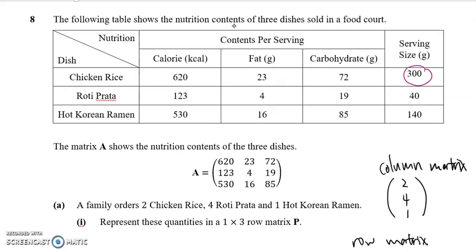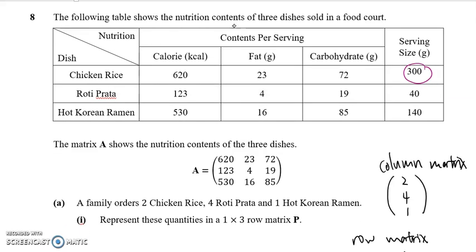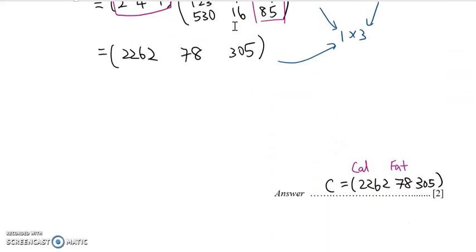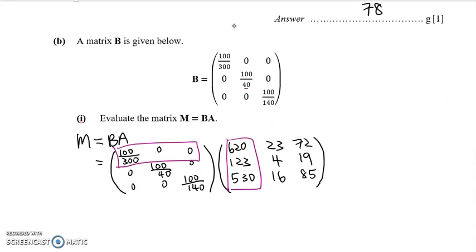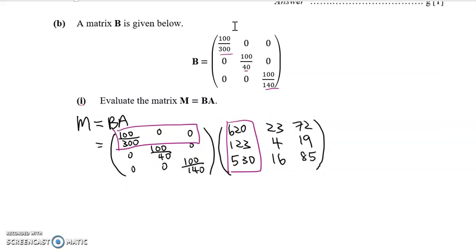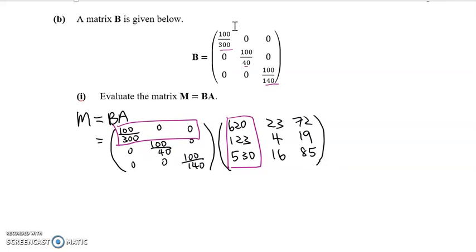Similar to the other values in matrix B, I have 40, 140 over here. The serving sizes are here, and I only want 100 of it. So I'm suspecting that we are taking 100 grams of it, to compare later on. So let's do the matrix multiplication.